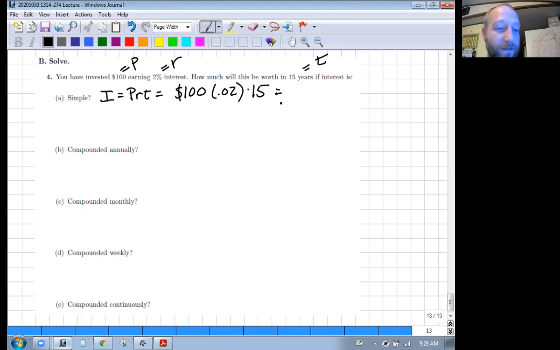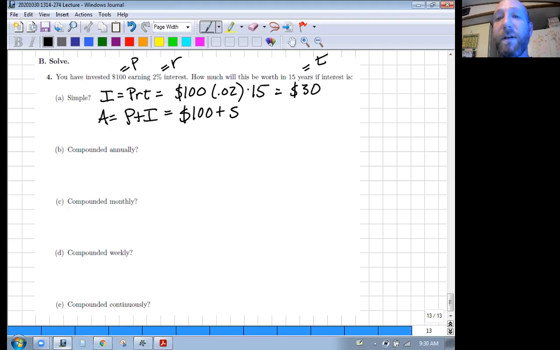So let's plug this into our calculator. We have 100 times 0.02 times 15. So our interest is $30. So the amount we have is our principal plus our interest, which is 100 plus 30, which is 130. So simple interest. At the end of 15 years, they collect interest, 2% of it, 15 times basically.